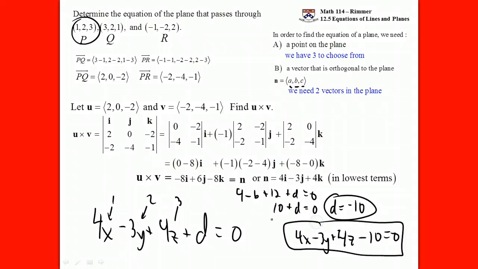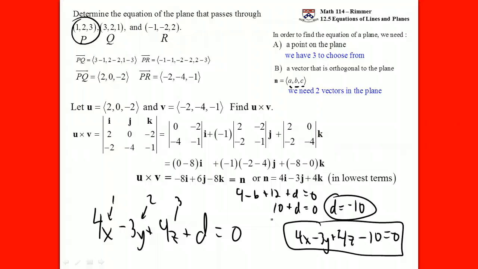And if you don't see exactly that answer, don't panic. Maybe yours is a multiple of that. Maybe you can factor something out. I try to have the answers in lowest terms. So if you had chosen the original negative 8, 6, and negative 8, then you would have had negative 2 times this equation. Questions about this?